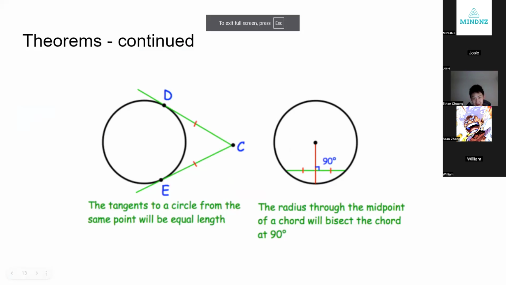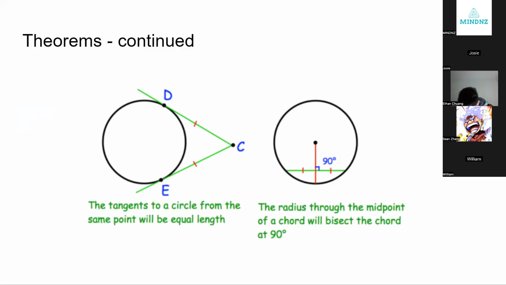So the tangents to a circle from the same point will be equal length. So point C is outside the circle and CD is equal to CE. And the last one is the radius through the midpoint of a chord will bisect the chord at 90 degrees.